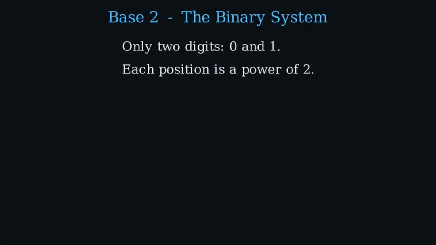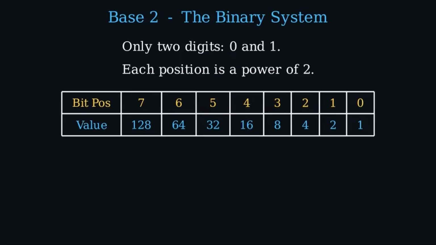Now that we're familiar with the decimal system, let's look at the binary system. In the binary system, we only have two symbols to represent our numbers, which is 0 and 1. And each position is a power of 2 because we only have two symbols. Using the same mentality that we had in the decimal system, we can use this table to represent 8 bits. We have our bit positions on the top and our values on the bottom, and that position is represented by that value. So the 7th position is equal to 128.